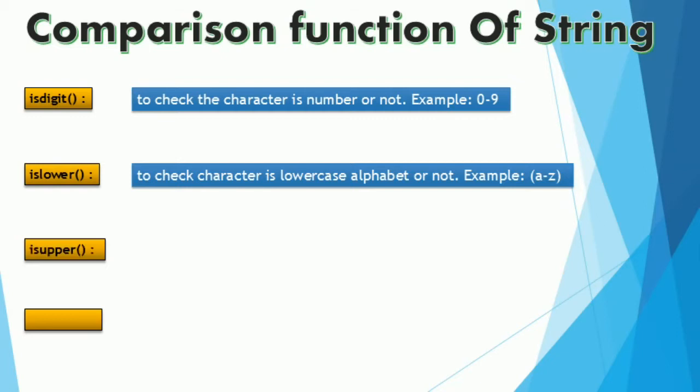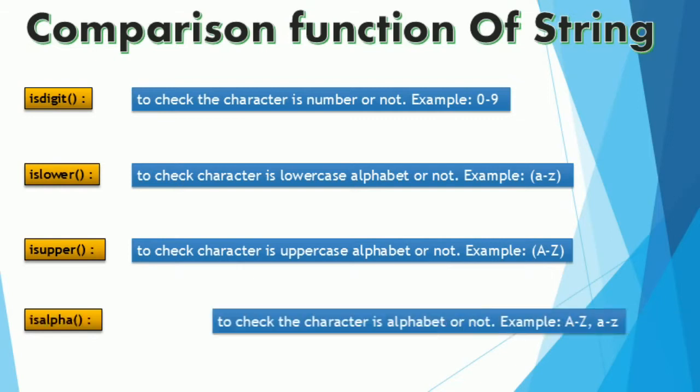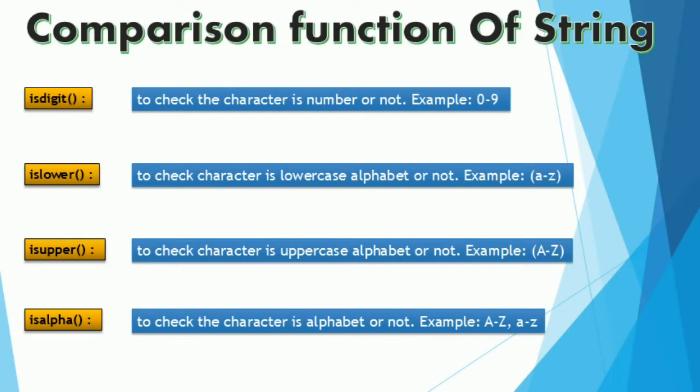Next one is isupper. What is the use? To check whether the characters are in uppercase or not. Last is isalpha. It is used to check whether all the characters are alphabets or not. Means these are islower, isupper, isalpha. These are the functions that are going to be used with the if condition. These are used when the condition is to check whether the characters are uppercase, or characters are in lowercase, or the characters are alphabets, or the characters are digits. So in all those cases you have to use these functions.